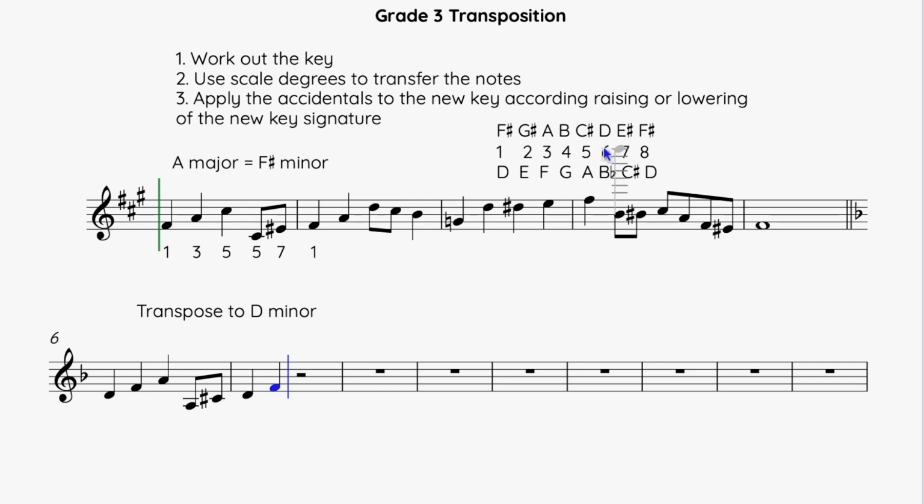D is 6 in F sharp minor, but B flat is 6 in D minor. Okay, so it's very important that you transfer the notes very carefully. You can have a look to cross-reference. You can look here and see that, okay, D minor is the third letter name down.